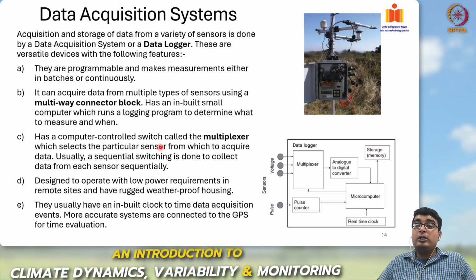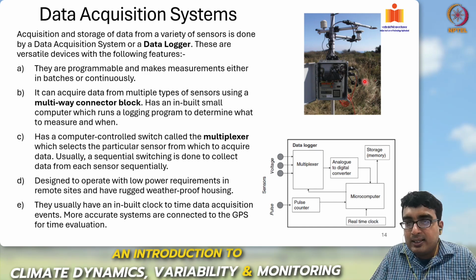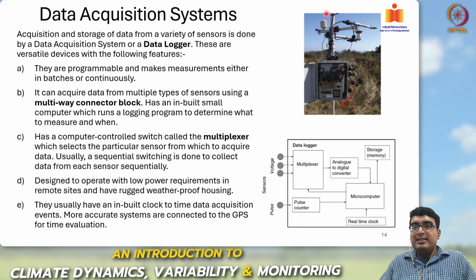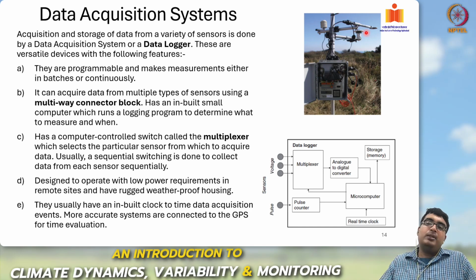They also usually have an inbuilt clock to time the data acquisition events. More accurate systems may be connected to the satellite GPS for time evaluation. So here is a small example of such an automatic weather sensor, which is kind of your temperature sensor actually. Okay, there are other types of sensors also connected: wind speed, humidity, etc. Okay, radiation measurements and others.